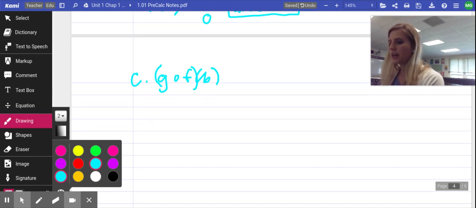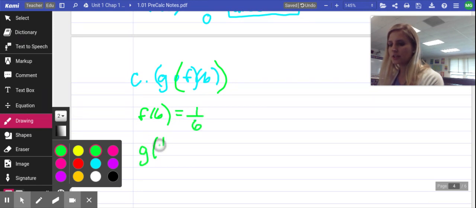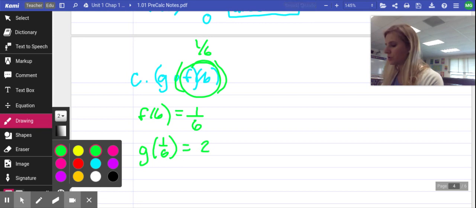Okay, so again, you want to slice that blueberry. So first you're going to be finding f of 6. So we put the 6 in for x, and then you're going to find g, since that's on the outside, of 1/6, because this whole thing is 1/6. So now I have 2 times 1/6 plus 1.